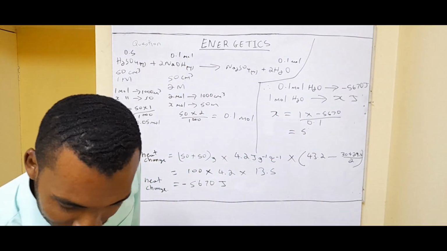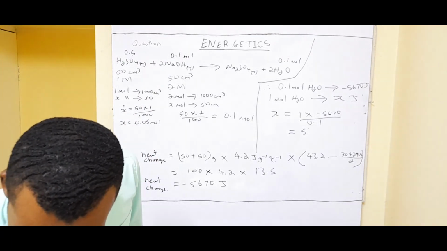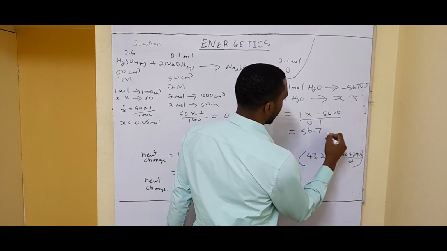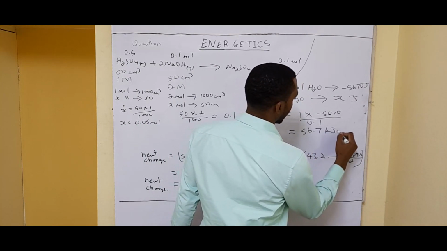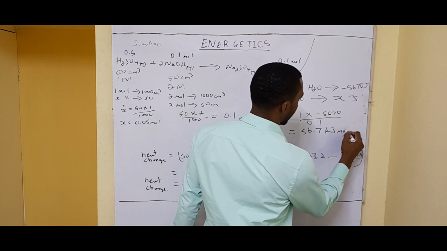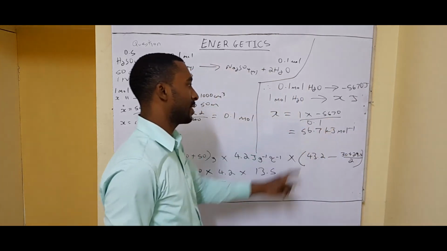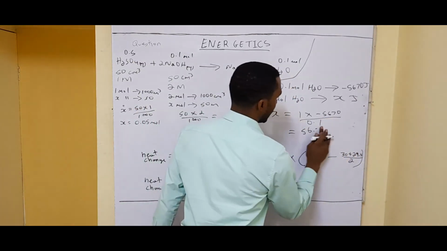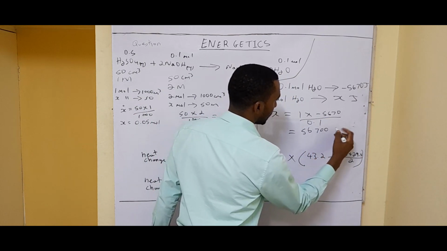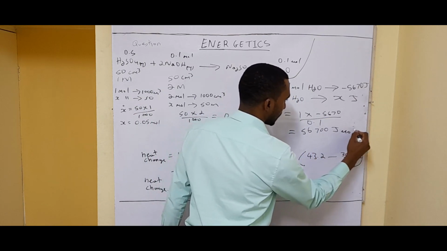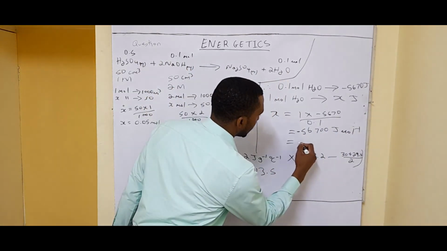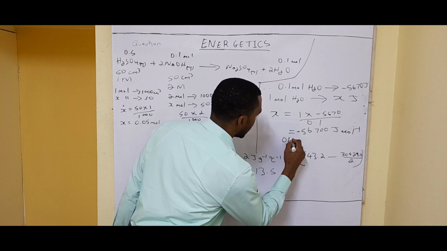0.1. See what is actually the answer. 56.7... 56700. Let's give it in joules first. Any confusion? 56700 joules per mole. That's what you will get first, right? That's the answer. Then we put it in kilojoules.